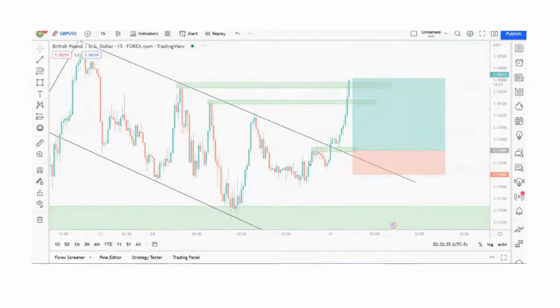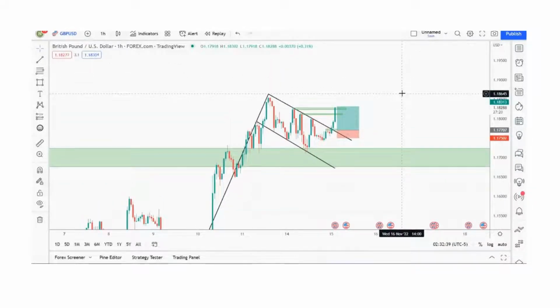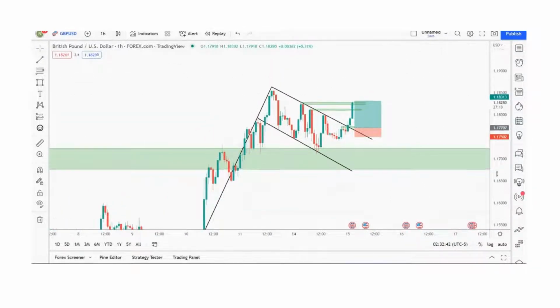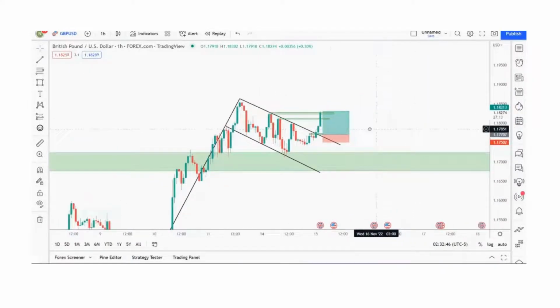So that was just a great example of one of the bullish flag patterns that we talk about in our upcoming mentorship course that we'll be releasing here shortly.